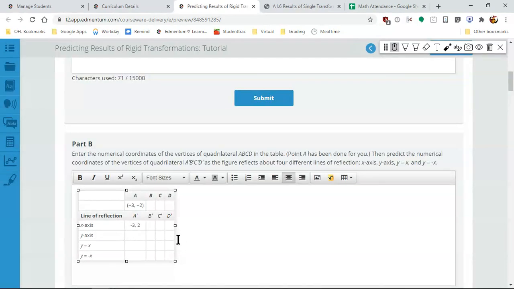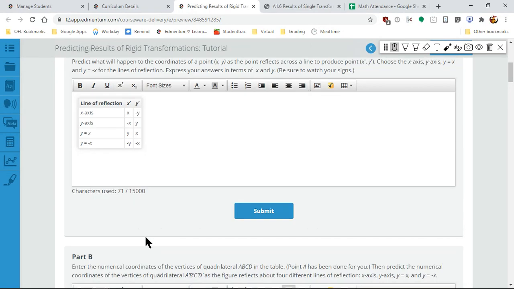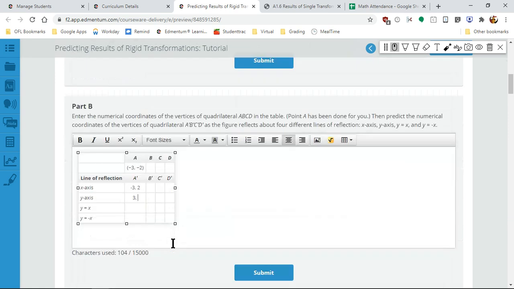My next rule said that my x changed sign, so I'm going to change the sign because I'm reflecting over the y-axis. My x changed sign. My y stayed the same. So this stays the same.